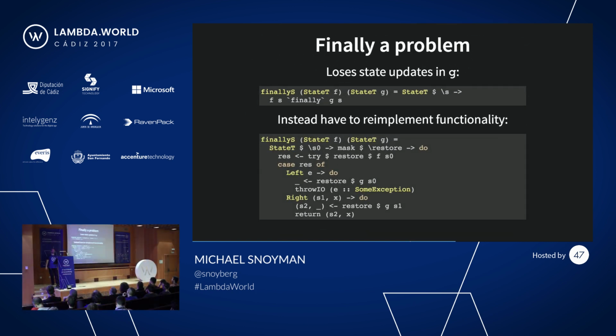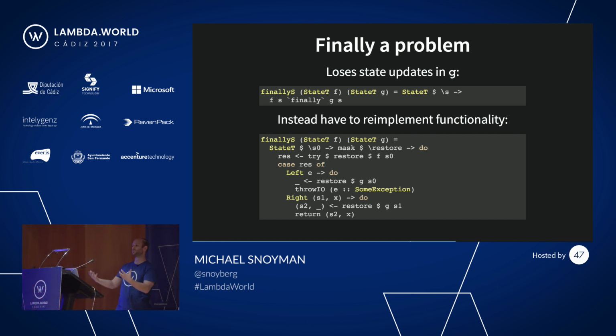The finally function is different, though. Even though finally looks pretty much like catch in the sense that it has a main action and then it has something to do in the case of an exception, it's not just in the case of an exception. The finally cleanup thing also runs in the case of a success. The question is, what do you do with that updated state?